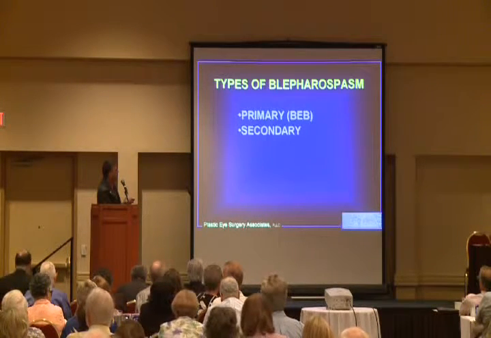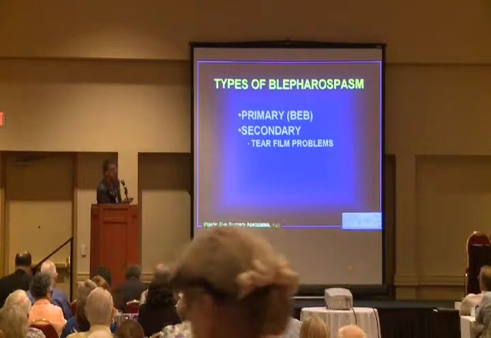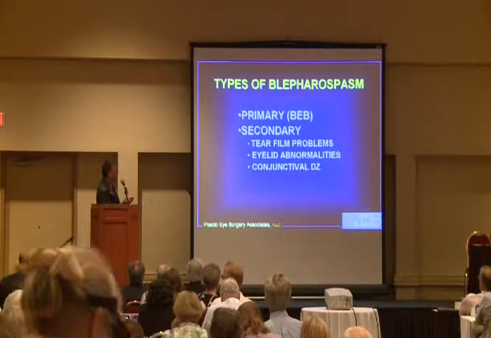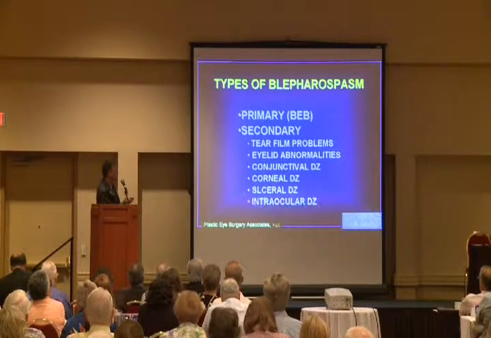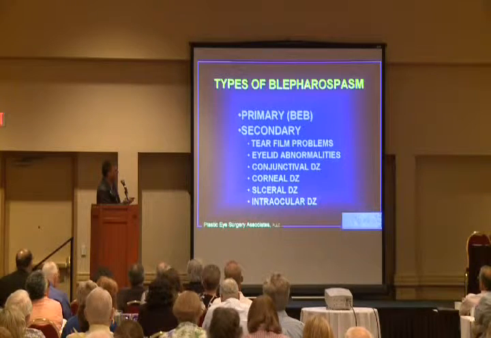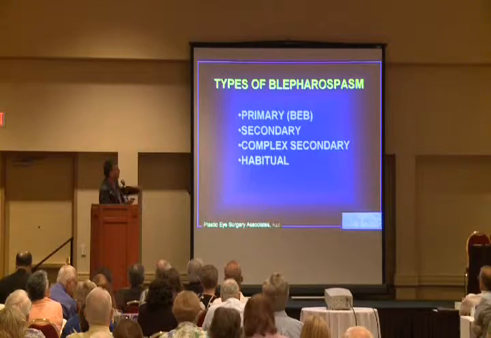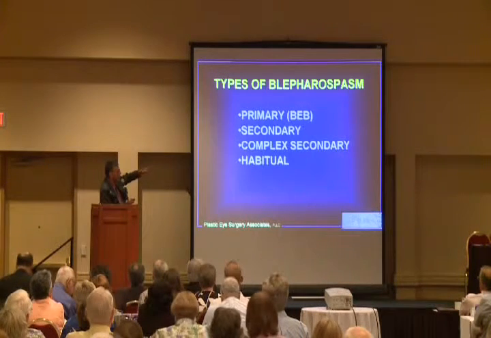And there's a secondary, and you heard a whole list of some of the secondary causes of blepharospasm: tear film problems, eyelid abnormalities, entropion, ectropion, conjunctival disease, corneal disease, scleral disease, and intraocular disease. And then there are complex secondary, which are multiple of those factors together, and habitual.